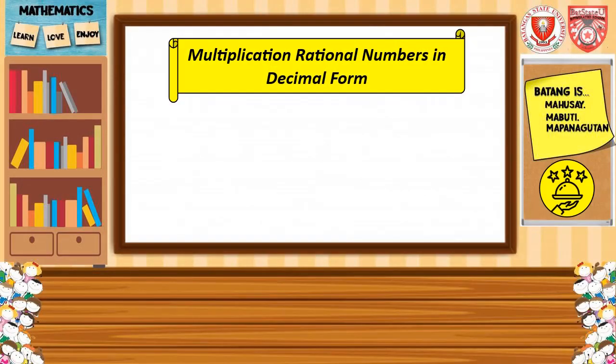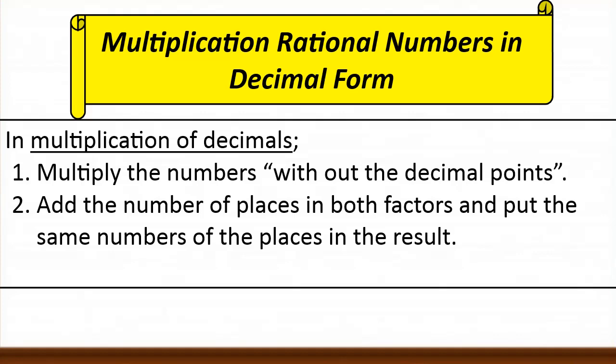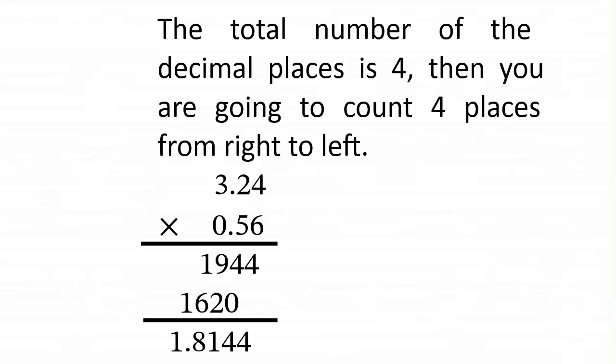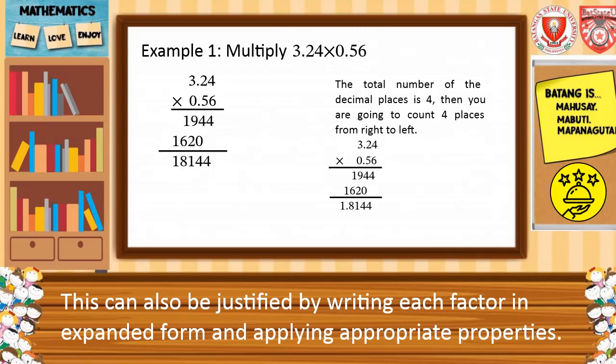Multiplication of rational numbers in decimal form. In multiplication of decimals, first, multiply the numbers without the decimal points. Next, add the number of decimal places in both factors and put the same number of places in the result. Example number 1, let's multiply 3.24 times 0.56. So 3.24 times 0.56, we have the total number of decimal places is 4, then we're going to count the 4 places from right to left. So 3.24 times 0.56 is equal to 1.8144. This can all be justified by writing each factor in expanded form and applying appropriate properties.